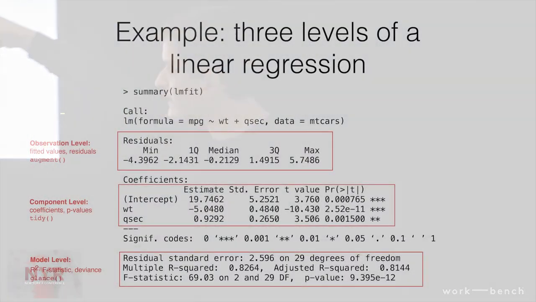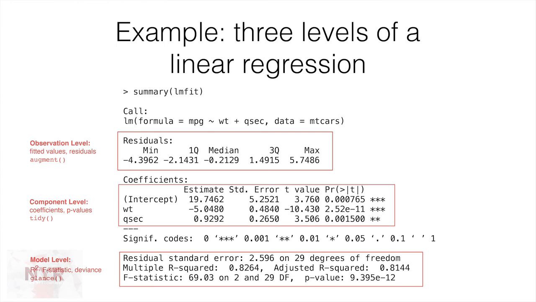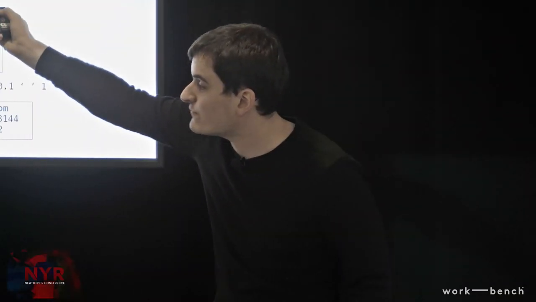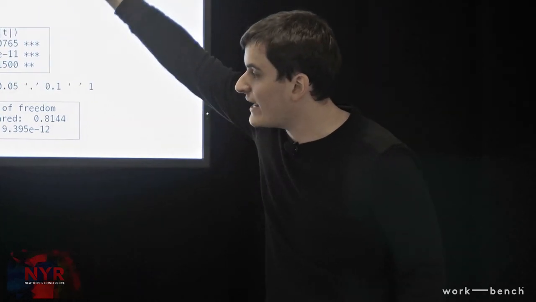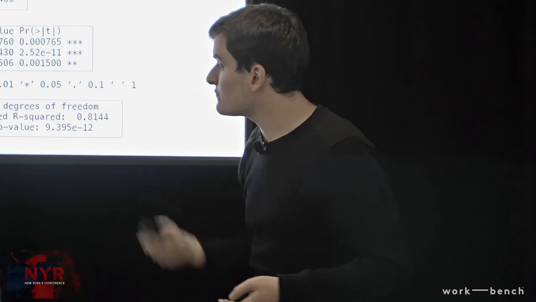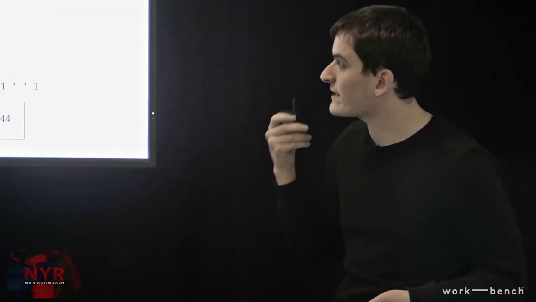So I already showed the tidy function, which focused on these coefficients, but that's not the only information we have in a model. We also have things like predictions, fitted values, residuals, Cook's distance, standard error, and those come out of the augment function, which adds information about every observation. And third, besides tidy and augment, we have glance. That's information about the model in general: R-squared, adjusted R-squared, F-statistic, p-value. This information comes out at the model level with glance.